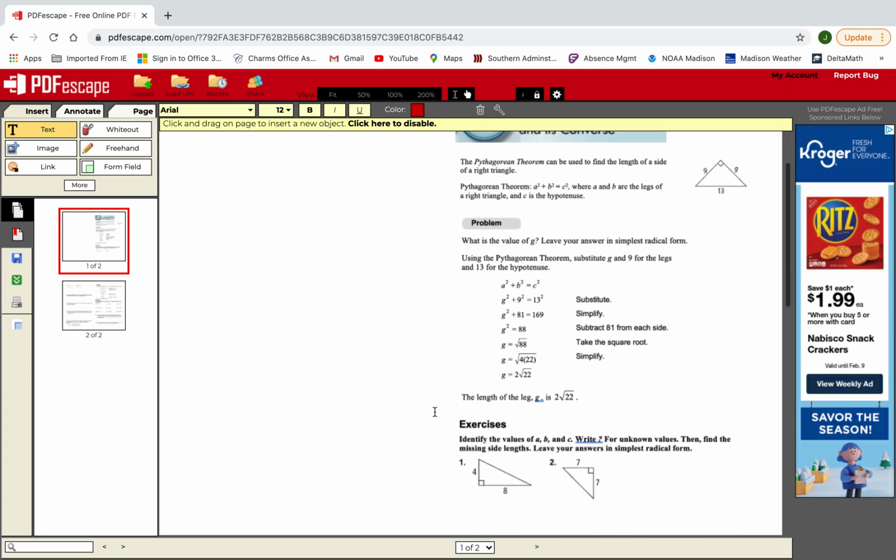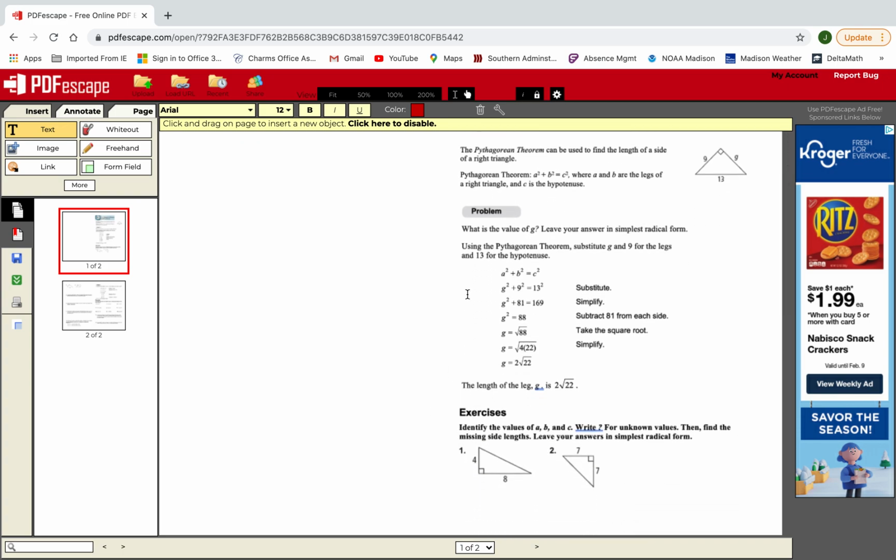And they give an example here. What is the value of g? Leave your answer in simplest radical form. That's something we're going to show in practice here also, simplest radical form, because I know that's something some of you are struggling with.